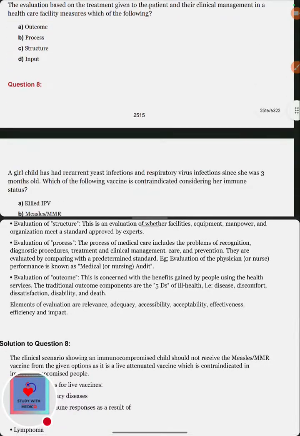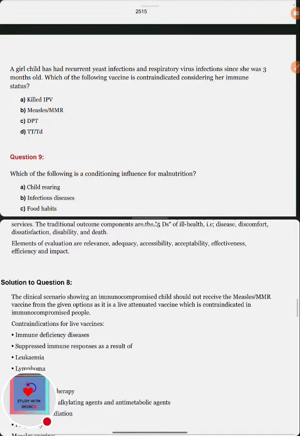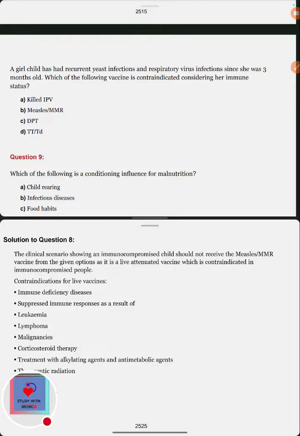Okay. Moving to question number 8, a girl child has had recurrent yeast infection and respiratory virus infection since she was 3 months old. Recurrent respiratory virus infection, recurrent yeast infection means her immunity is very low. Which of the following vaccines is contraindicated considering her immune status? You can't give live vaccine, okay? Give attenuated killed vaccine because the patient's immunity is poor, she's immunocompromised.